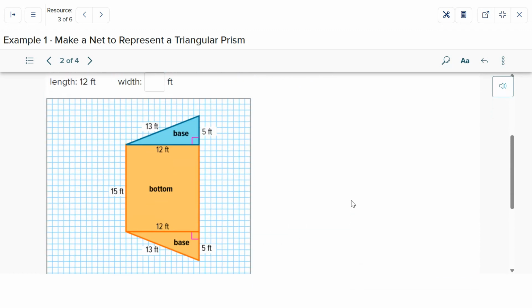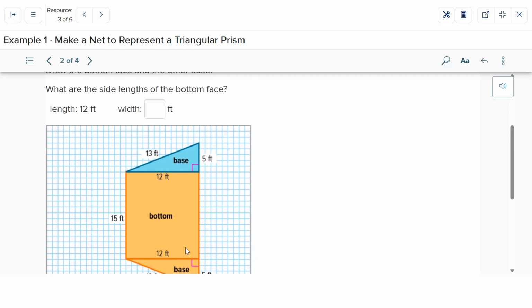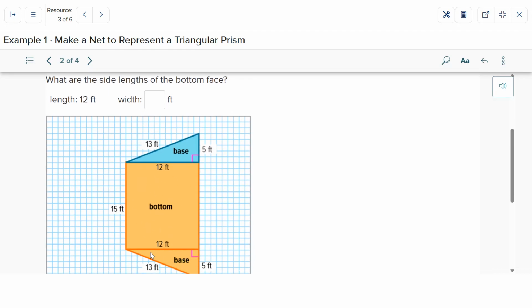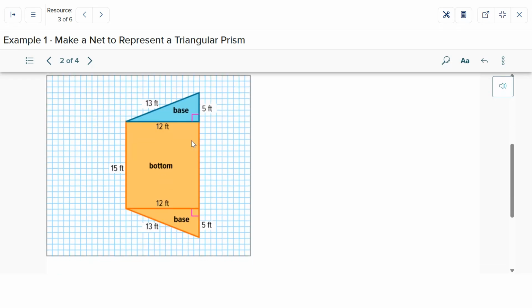Then we can fold this out and have it include the bottom of our prism and then our other base, which is our other triangle. The triangles are congruent. We've got 2 5s, 2 13s, and 2 12s here. And then we've got this bottom, and that is going to be 12 by 15. They're not labeling the 15 on this side, but this is also 15 as well. So let's put that.